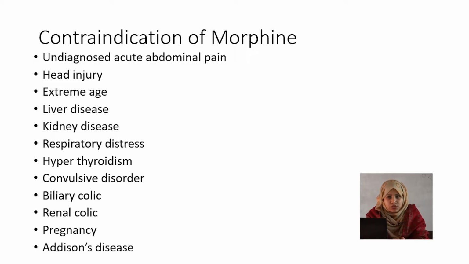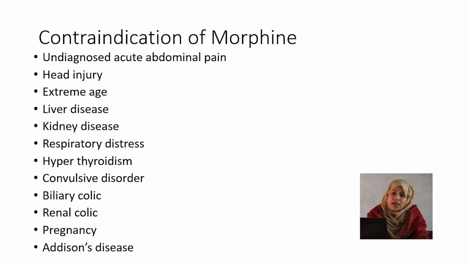Number 2, head injury. In case of head injury, we can't use morphine because it causes pinpoint pupil, and we know that pinpoint pupil, or constriction or dilatation of the pupil, is an important sign of head injury. So if we use morphine in a head injury patient, it will misguide us about the condition of the patient: is it due to the head injury or due to the use of morphine?